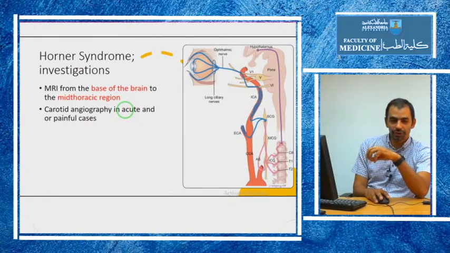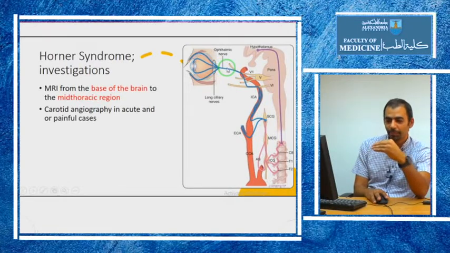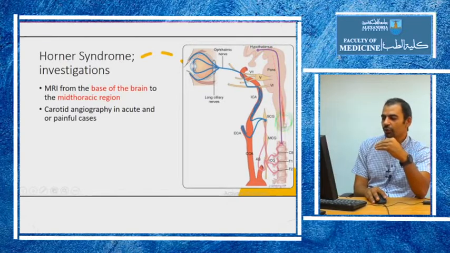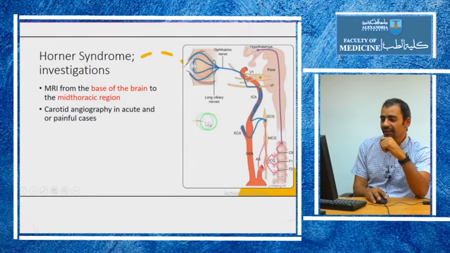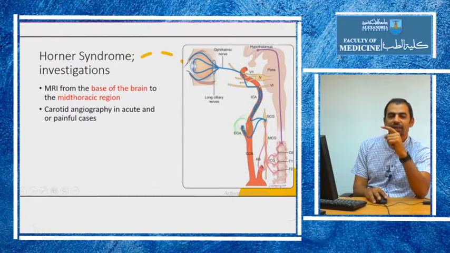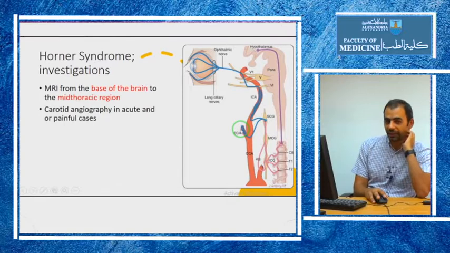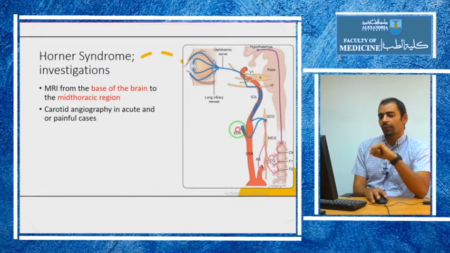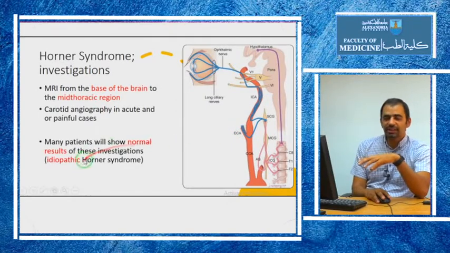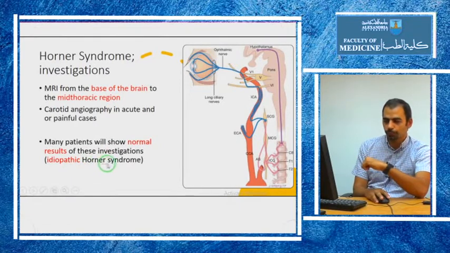When we have a patient with Horner syndrome, it's essential to investigate that patient with an MRI that starts from the base of the skull and goes to the mid-thoracic region, because any part in this area can produce Horner syndrome if affected. The second thing is to do carotid angiography, especially in acute or painful cases. Some cases may have pain or headache along with the Horner syndrome. This can draw the attention to a dissecting aneurysm of the carotid artery. Many patients will show normal results, and we call them idiopathic Horner syndrome.